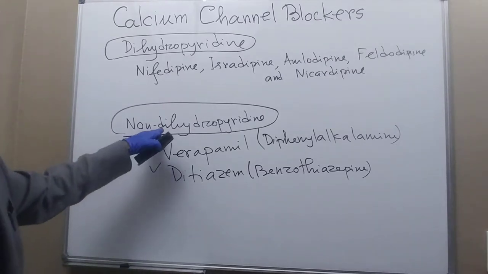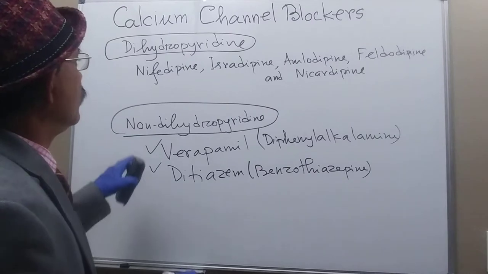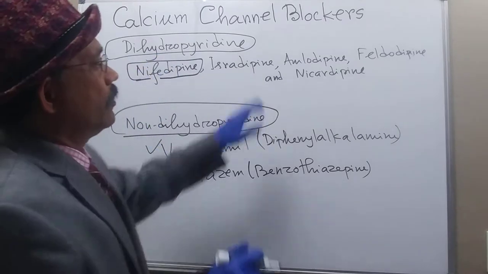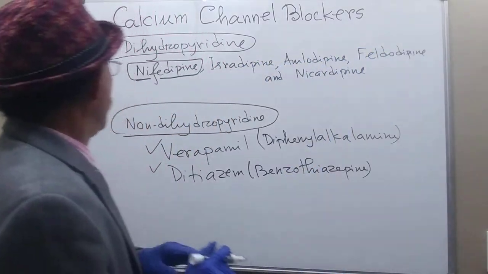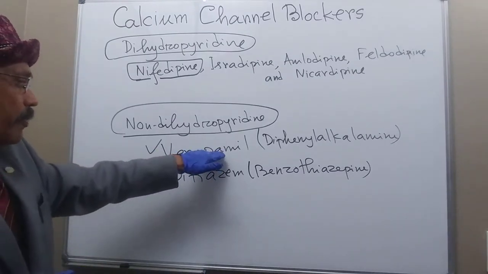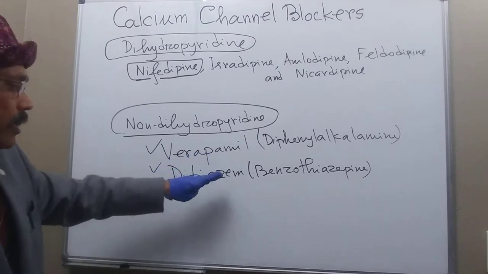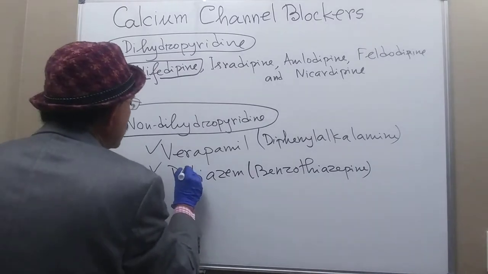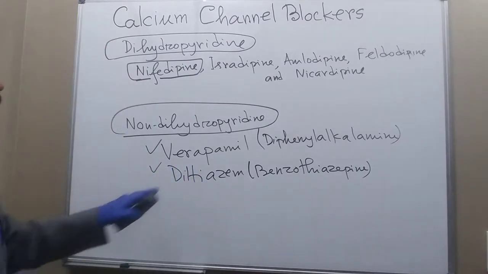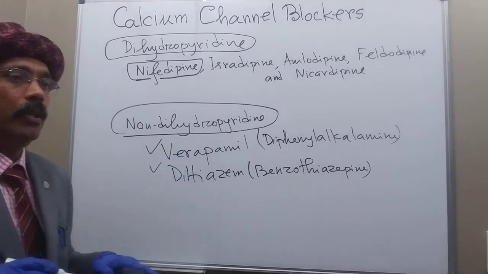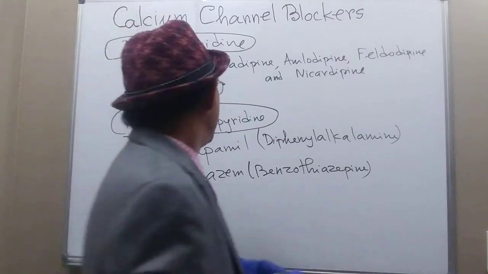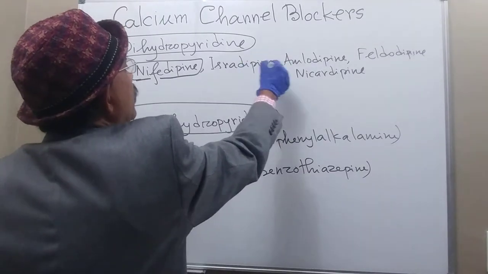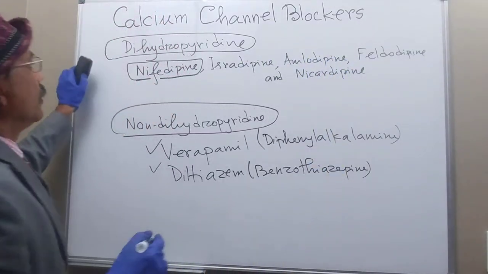So we have two drugs, verapamil and diltiazem. These are the non-dihydropyridines, the common drugs. This is the first generation dihydropyridine, and these are the second generation dihydropyridine. Nifedipine is less specific. Verapamil is a little more specific. Diltiazem has fewer side effects than verapamil. The dihydropyridines end with -ipine.